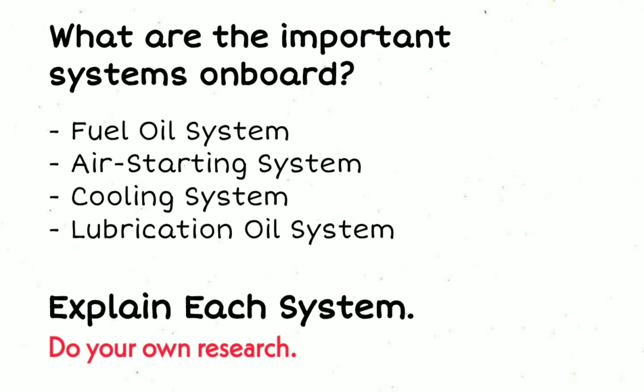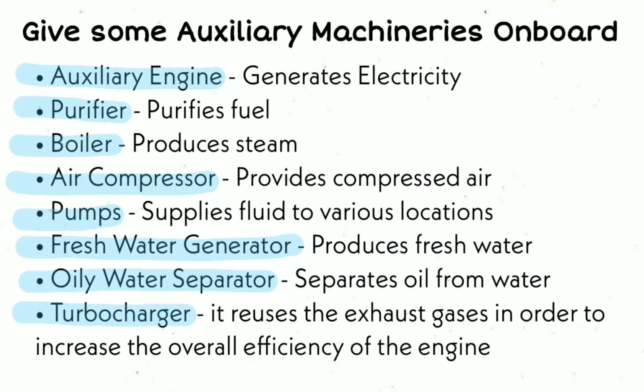Explain each system. Give some auxiliary machineries on board. Auxiliary engine, it generates electricity. Purifier, it purifies fuel. Boiler, it produces steam. Air compressor, it provides compressed air. Pumps, it supplies fluid to various locations.